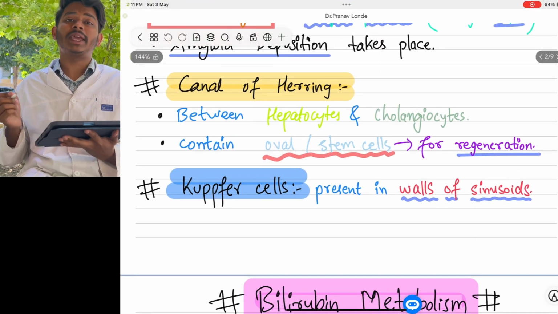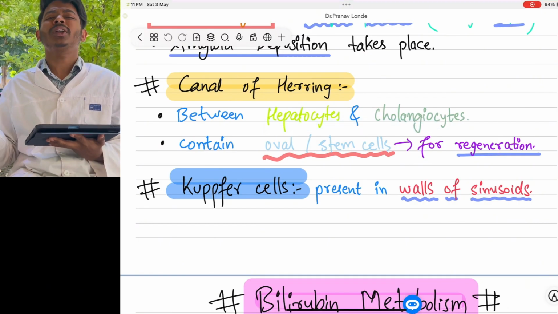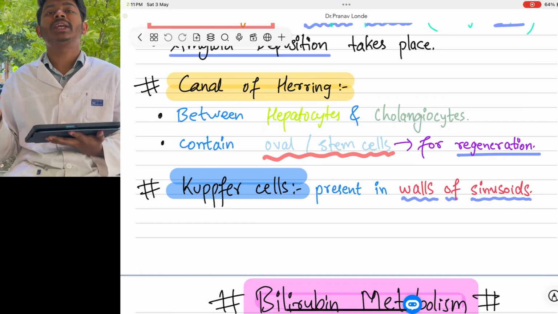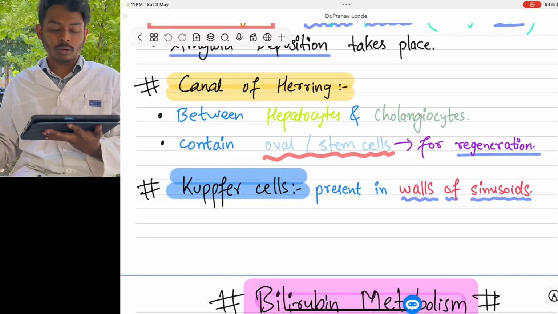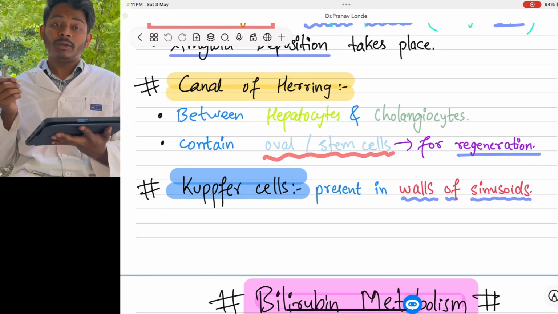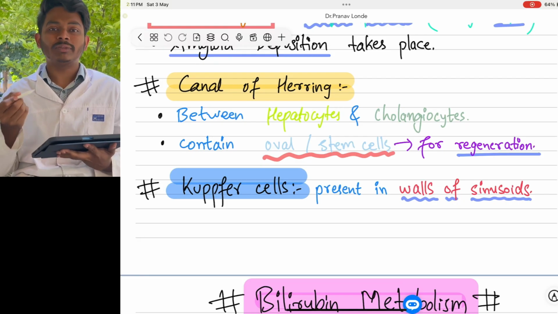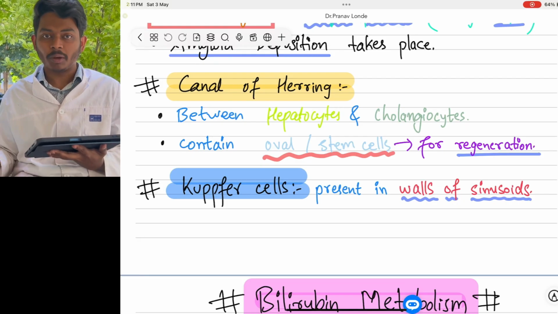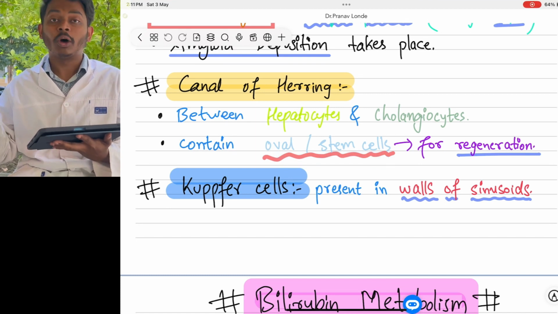Next we have the canal of Hering, which is present between the hepatocytes and cholangiocytes. What are cholangiocytes? Cholangiocytes are basically the bile duct cells. So this canal of Hering is present between hepatocytes and cholangiocytes, and contains the oval cells, or stem cells, which are basically needed for regeneration. In case of liver damage or trauma, these oval or stem cells help in the regeneration of the liver cells or tissues.